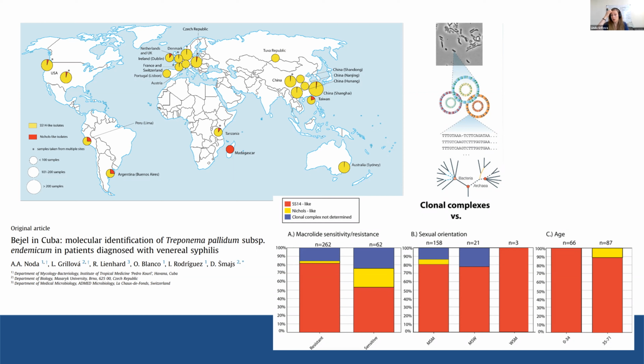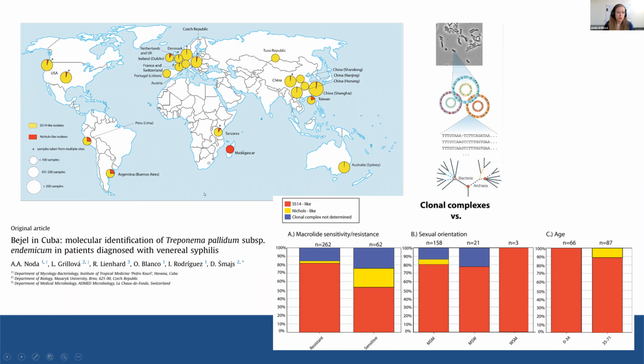Then we found several associations between allelic profile or sequencing type, clonal complexes, and some metadata of the patient. We noticed that Nichols-like strains are more prevalent in men who have sex with men, and in a slightly older population, and that most of the SS14-like strains carry the point mutation for macrolide resistance compared to Nichols-like strains. In general, we got this view of the distribution of SS14-like and Nichols-like strains, where SS14-like strains are in yellow and Nichols-like strains are in red.